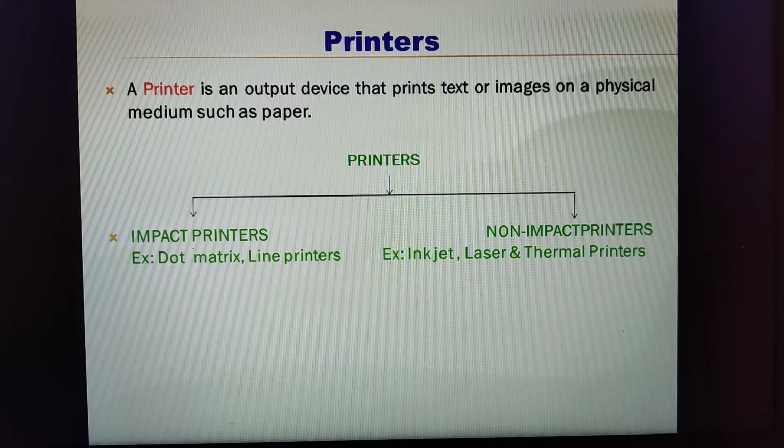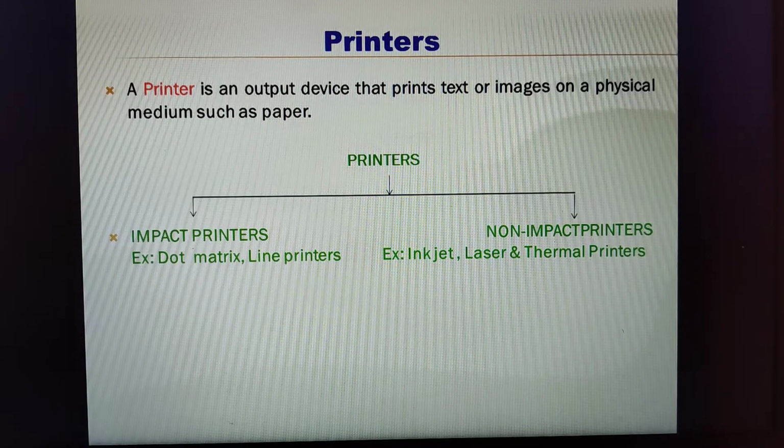Here, they are not used for multi-part printing, for multi-part forms. That means they are not extensively used to generate carbon copies. Quality is measured in terms of dots per inch. I repeat, quality is measured in terms of dots per inch and the speed is calculated in terms of pages per minute. It also supports different paper sizes like A4, A3, A2, A0 and jumbo size.